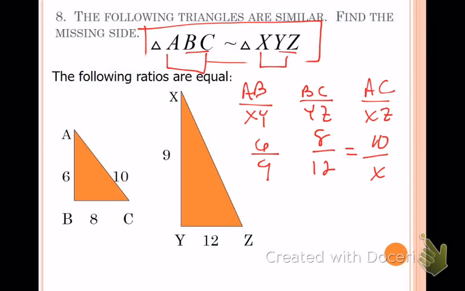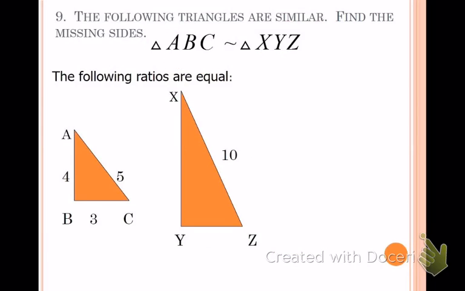So I can go ahead and set 8 over 12 equal to 10 over x. Cross multiply and get 8x equals 120. Divide by 8 and realize that this is 15. So that missing length, xz, is 15. Okay, that's how similar figures work and how they help us find missing lengths. Okay?